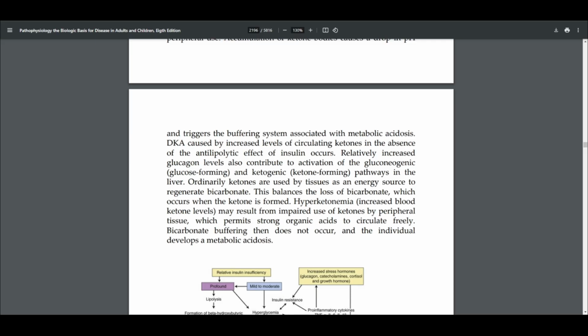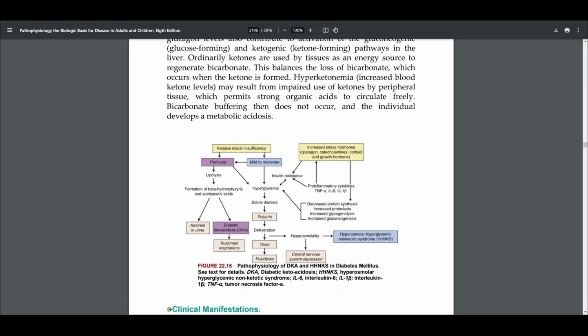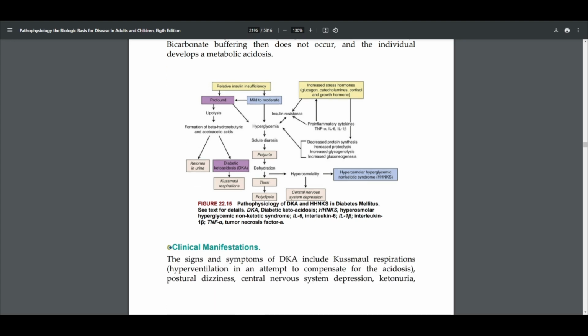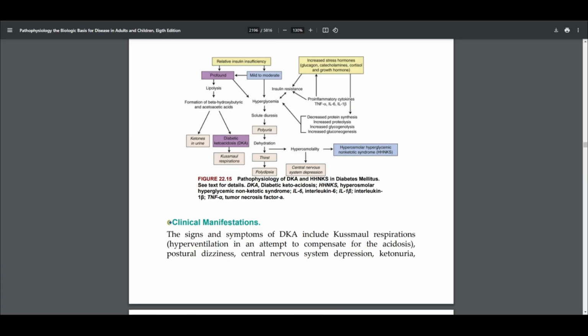Ordinarily, ketones are used by tissue as an energy source to regenerate bicarbonate. This balance and loss of bicarbonate, which occurs when ketones are formed, hyperketonemia, may result from impaired use of ketones by peripheral tissue, which permits strong organic acids to circulate freely. Your bicarbonate buffering then does not occur, and the individual develops a metabolic acidosis. So there you see the physiologic pathway of DKA and HHNKS. I'll leave that up for just a moment while I continue reading.